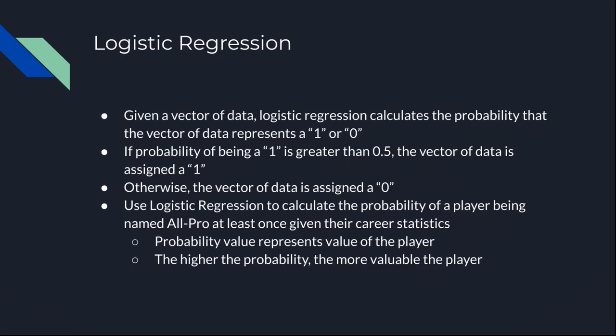Otherwise, it is assigned a 0. Therefore, in terms of the NFL draft, we can use logistic regression to calculate the probability of a player being named an All-Pro given their career statistics. This probability value will then represent the actual value of the player. The higher the probability, the more valuable the player is.